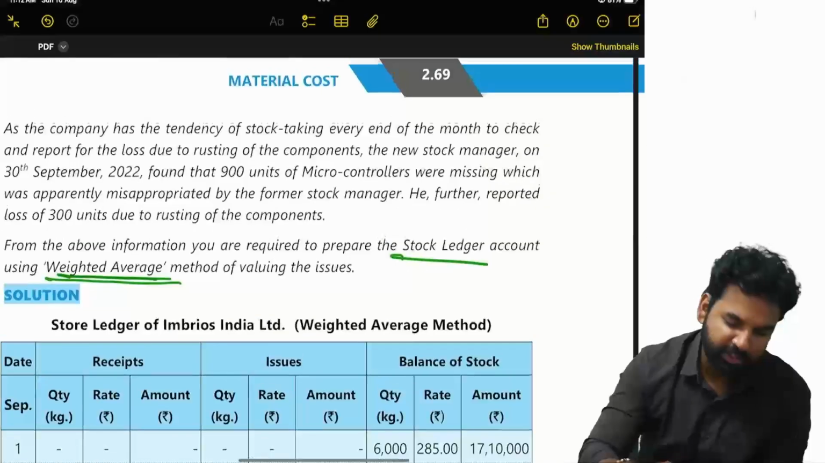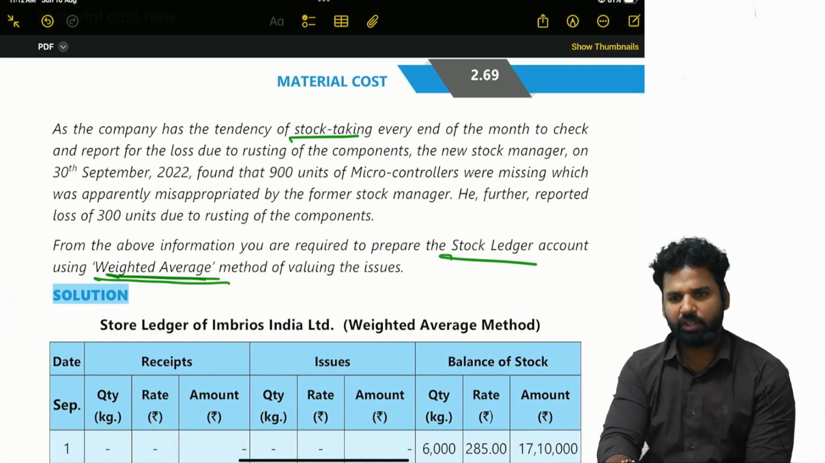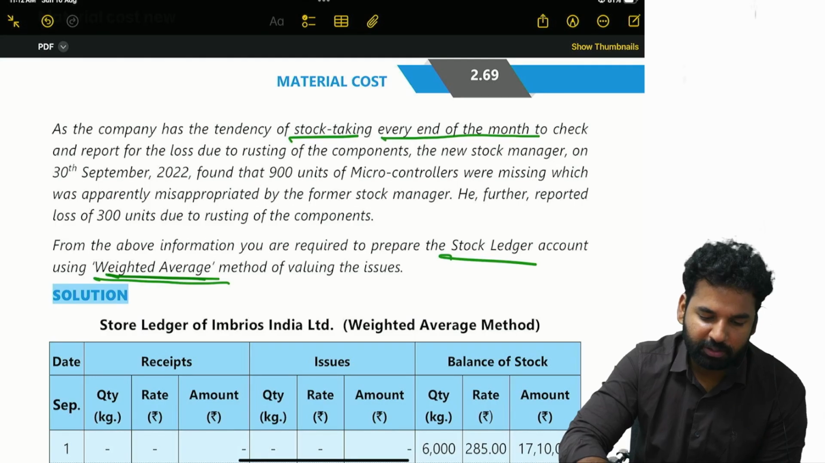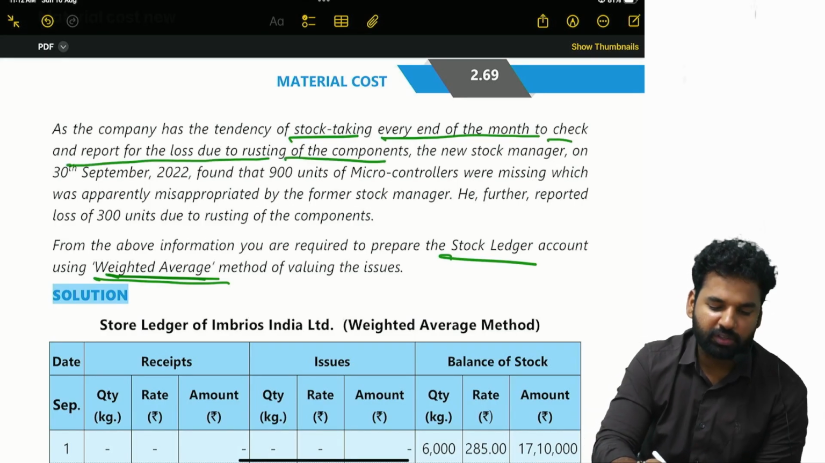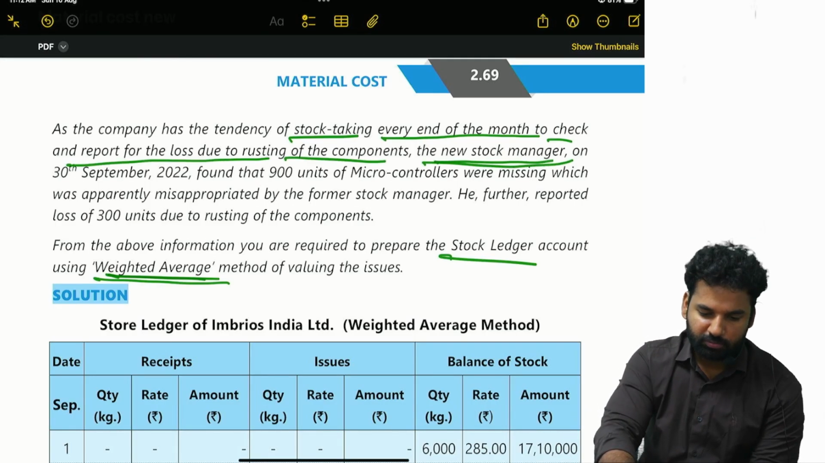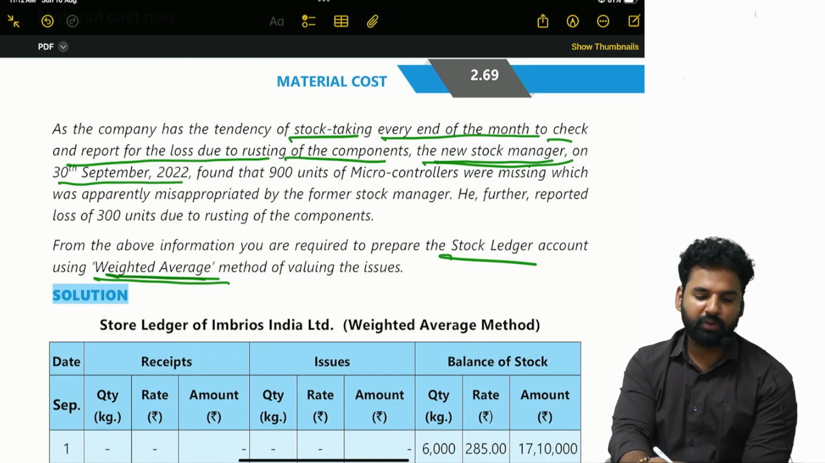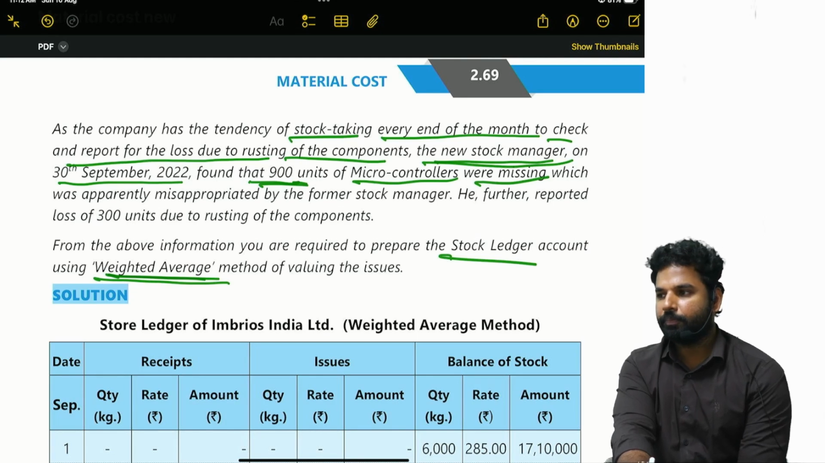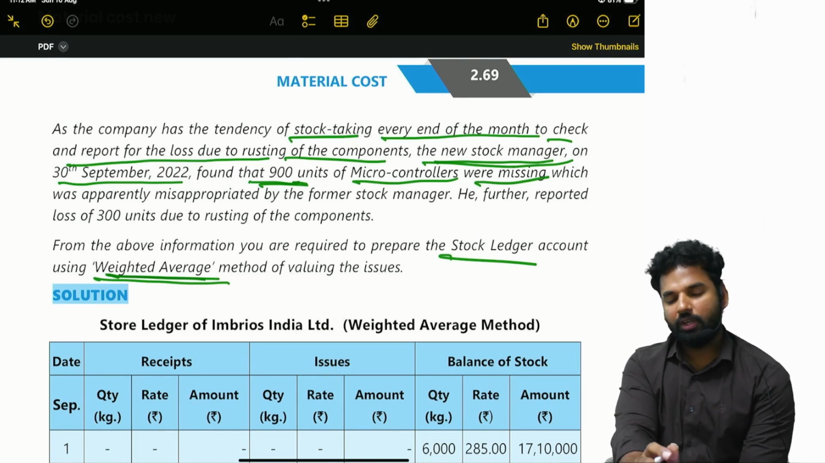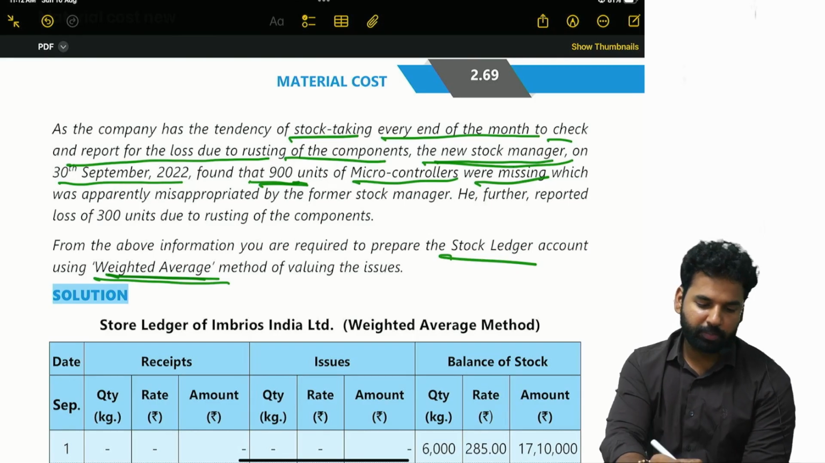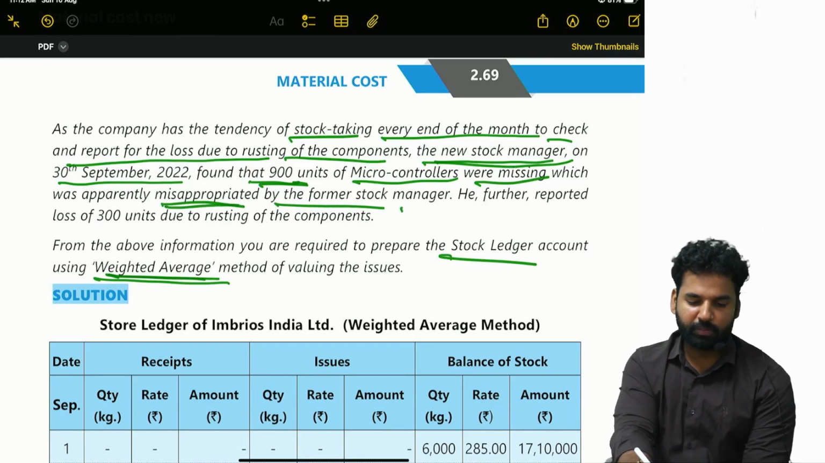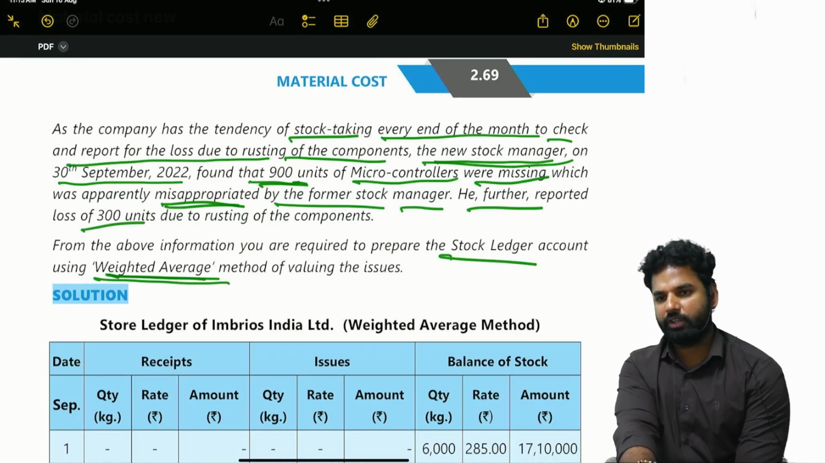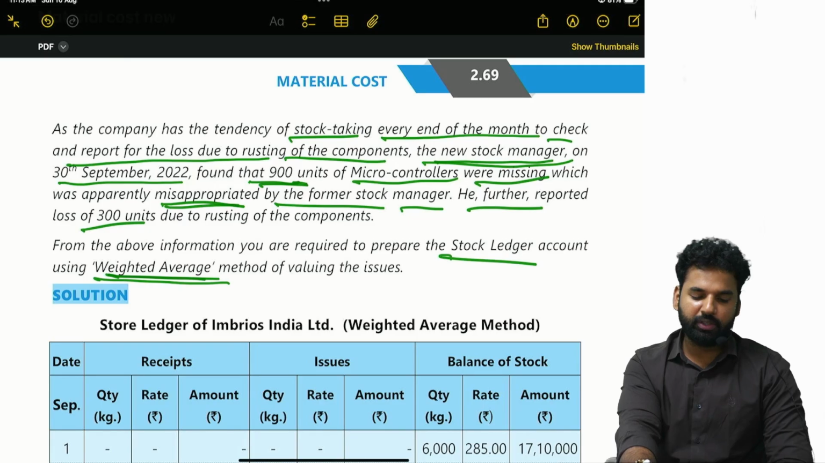So the company has the practice of stock taking, meaning counting the stock every end of the month to check and report for loss due to rusting of the components. The new stock manager, on 30th September 22, found that 900 units of microcontrollers were missing. Missing means obviously the old stock manager is there, no? So it was misappropriated by the former stock manager. He further reported loss of 300 units due to rusting of the components.